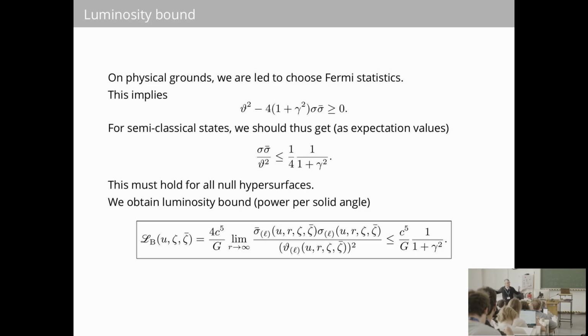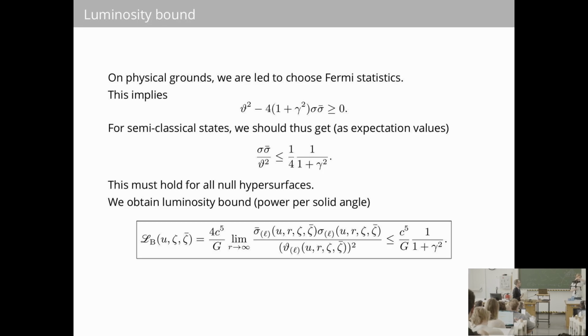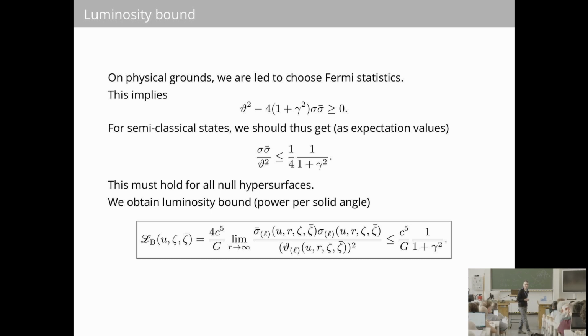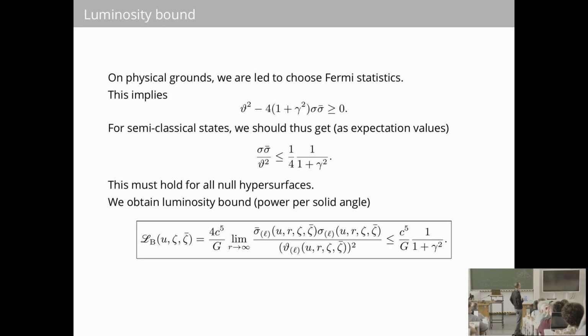And if we do this, we get a bound on the radiated power. So we get that the emitted power of these gravitational waves should be bounded by this Planck power, and then there's also this funny dependence on the Barbero-Immirzi parameter.